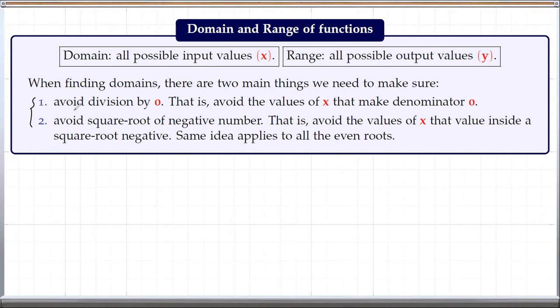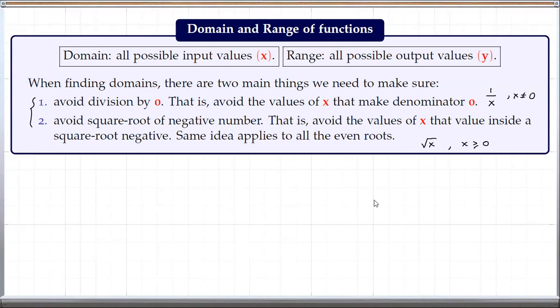The first thing is that we want to avoid dividing by 0. So that is, avoid the values of X that make the denominator 0. For example, if you have a function like 1 over X, we can't have X equal to 0. So we must have X not equal to 0 in the domain. And we also want to avoid the square root of a negative number. So for example, if you have square root of X, then X must be at least 0, 0 or greater than 0. So if we keep these two things in mind, then we can basically find the domain of almost all algebraic functions.